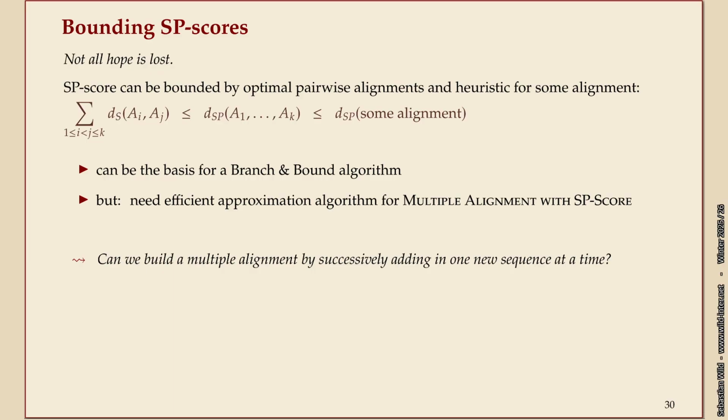If you think about how you could potentially approximate multiple alignments, maybe there are other ideas, but one intuitive idea is that you somehow add one string at a time and hope for the best. Somehow treat this as an incremental problem: add one more string each step.